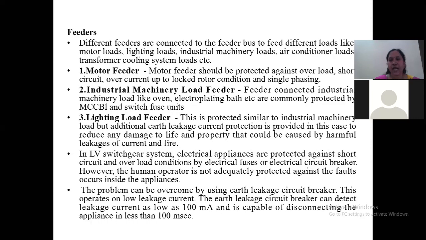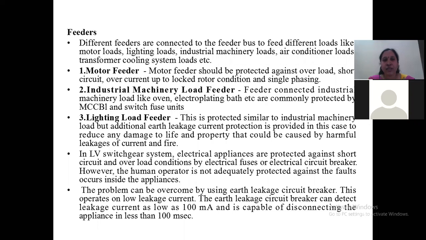So later on we have the feeders. So incomers, sub-incomers, later on we have the feeders which are going to feed the distributors there. Okay. So different feeders are connected to the feeder bus to feed different loads, like motor loads, lighting loads. Lighting loads are nothing but our tube lights, bulbs, etc. Industrial machinery loads, air conditioner loads, transformer cooling system loads, etc.